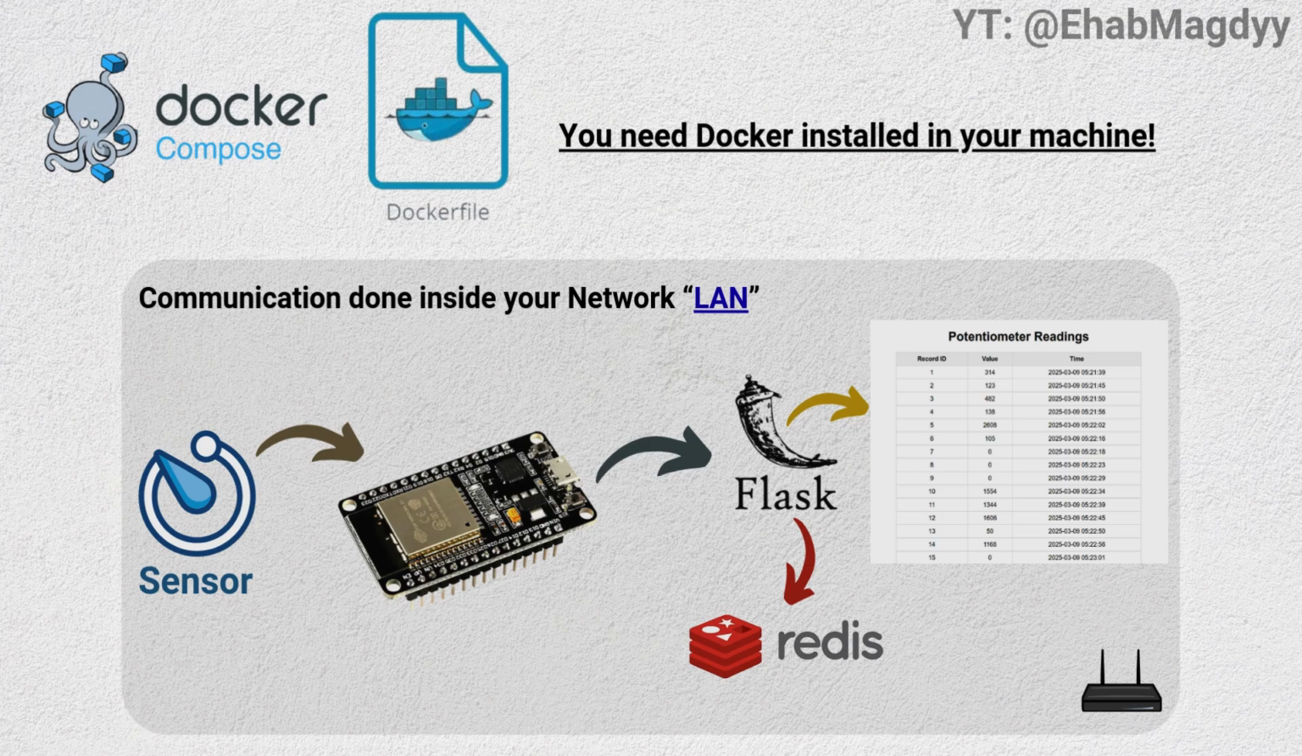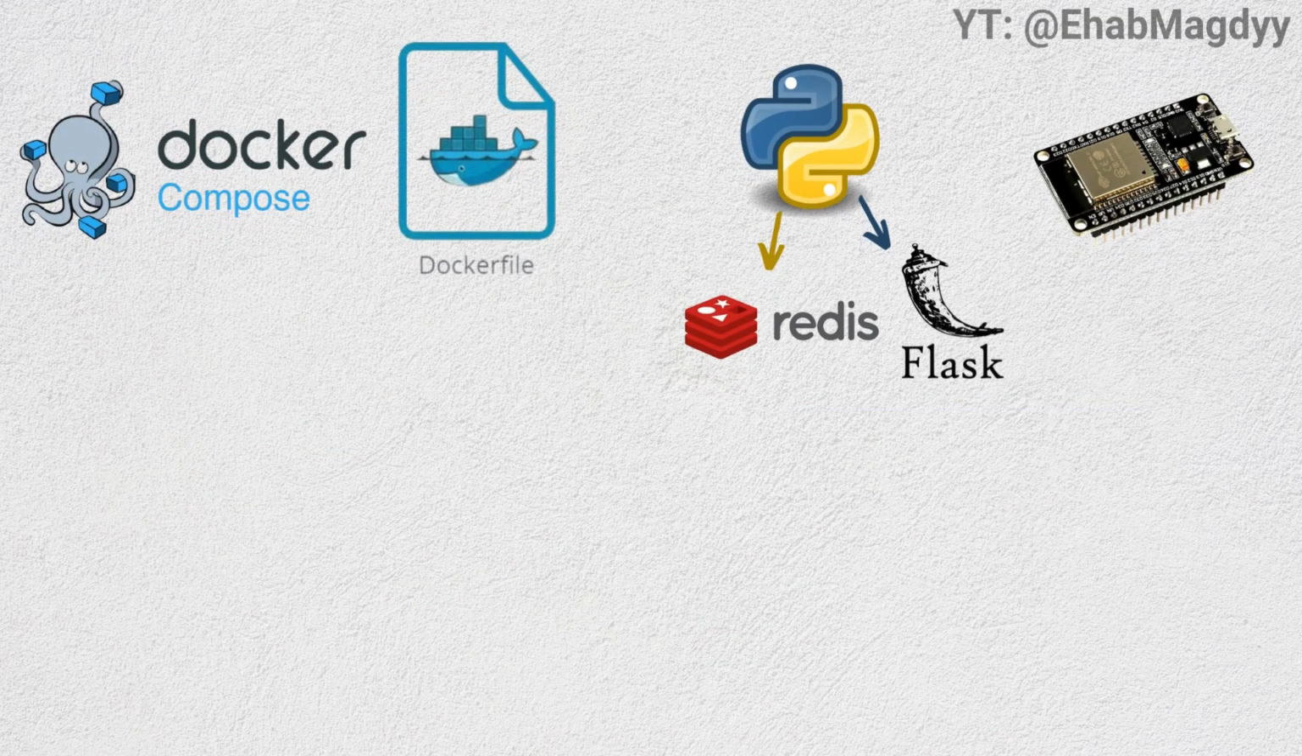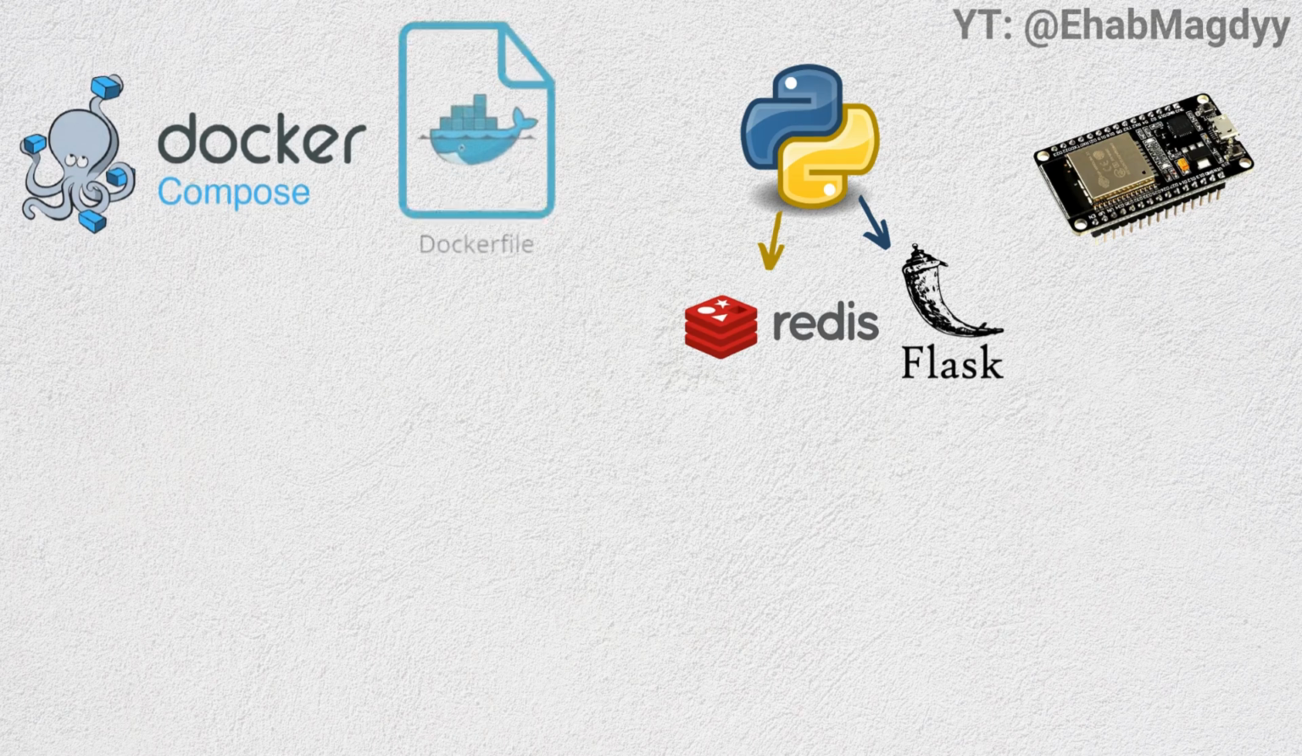Docker Compose coordinates these containers, sets up networks for them to communicate, and allows you to start everything with a single command: docker compose up. We will talk briefly about the project components and its purpose.